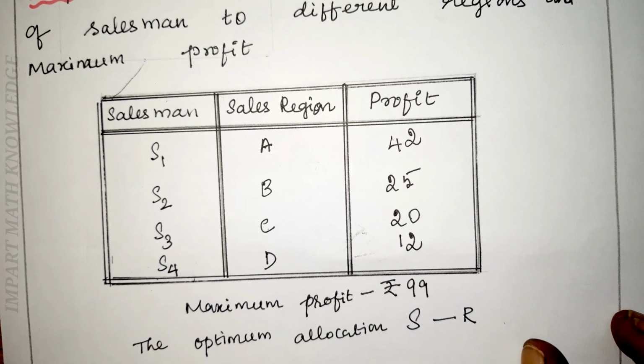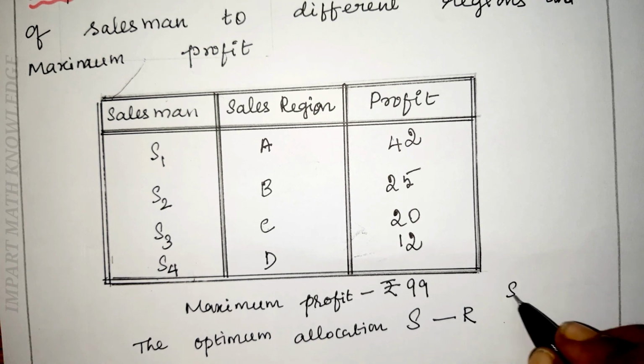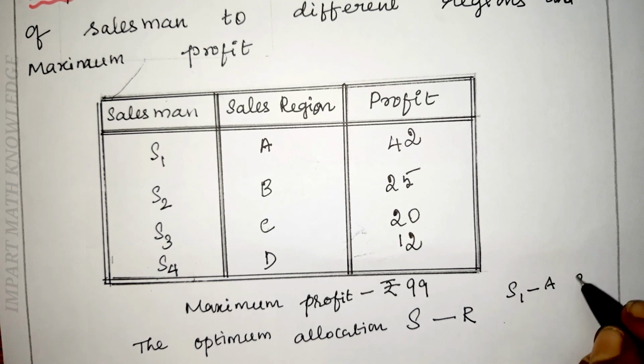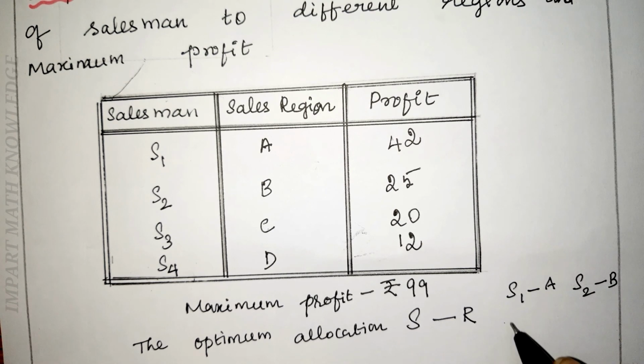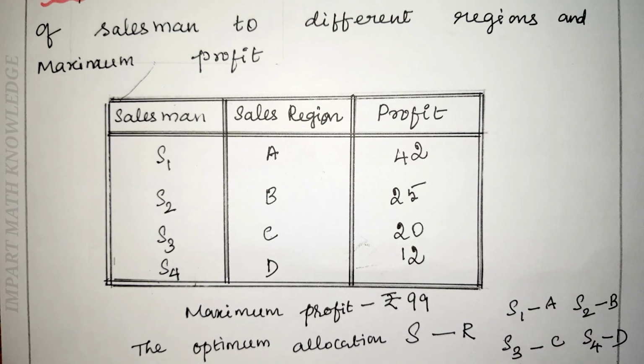The optimum allocations for salesman to region is first person to A, second person to B, third person to C, fourth person to D. If the company uses the assignment technique for assigning a right salesman to the right region, they can earn more profit.